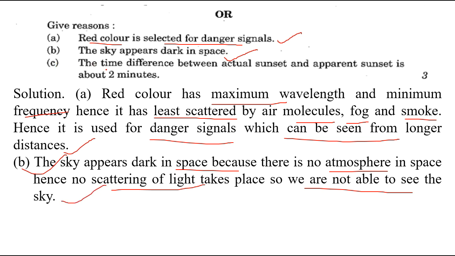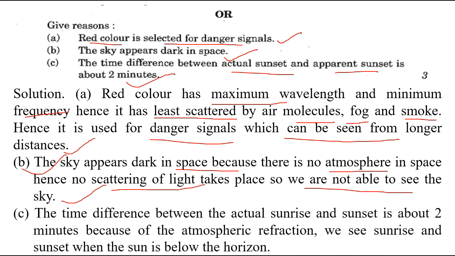Part C is saying the time difference between actual sunset and apparent sunset is about 2 minutes. Why is this happening, that actual sunset and apparent sunset have a difference of 2 minutes? We know that this happens because of the phenomenon of atmospheric refraction.